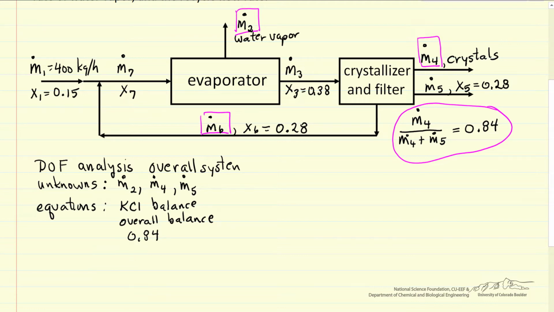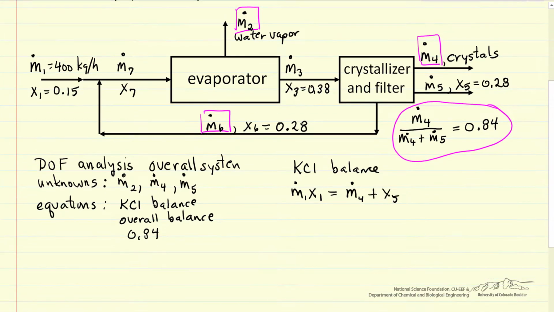Let's look at the balances. So first I'm going to do the KCl balance. And so that means KCl coming in, M1, the mass fraction. So I'm using X as the mass fraction, just KCl. Mass fraction of water, of course, is 1 minus the KCl mass fraction, but it makes it a little simpler if I don't also write the mass fraction of water in the plots. So that is equal to M4 dot, because its mass fraction of KCl is 1, they're all crystals, plus X5 times M5 dot. So that's the KCl balance. So I put in the numbers and I multiplied out 400 times 0.15 to give us 60.